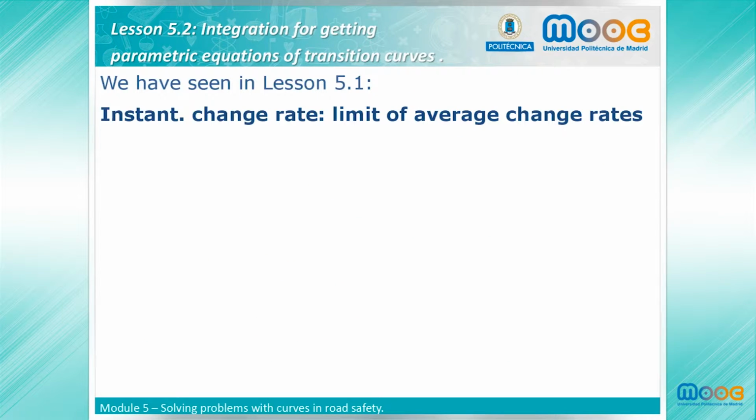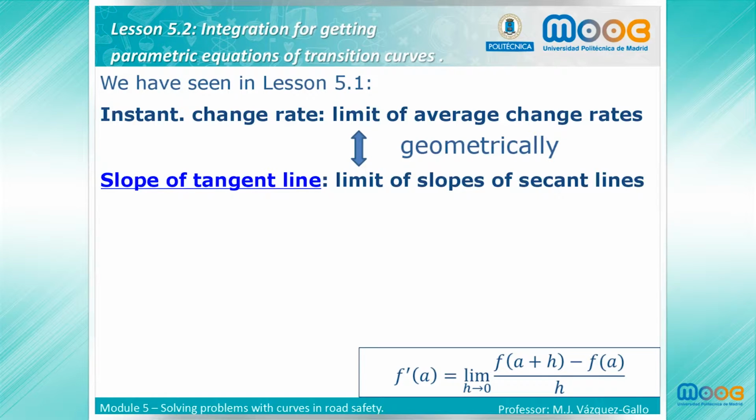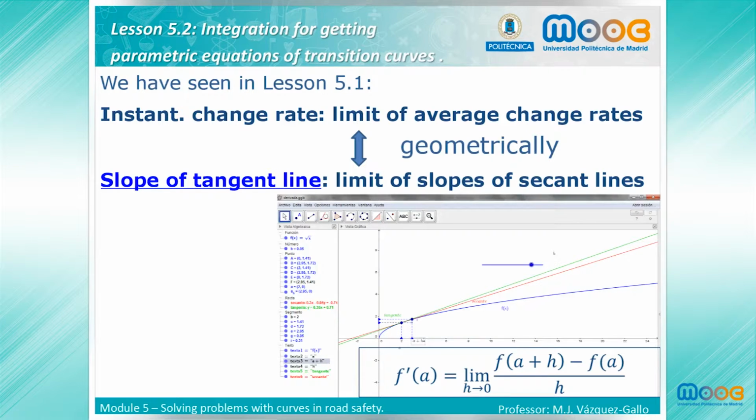We recall from Lesson 5.1 that the derivative of the function space with respect to the variable time at a given instant, in other words, the instantaneous velocity at that time, is the slope of the tangent line to the graph of space versus time at the corresponding point, and this slope can be computed as the limit of slopes of secant lines to this graph when the size of the time interval tends to 0.